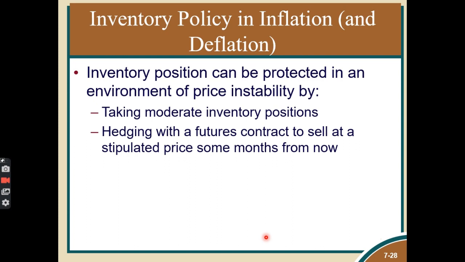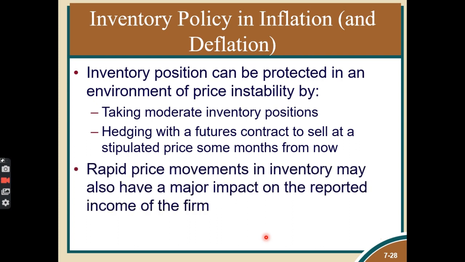So also, in inventory policy, we need to consider inflation and deflation. Inventory position can be protected in an environment of price instability by, number one, taking moderate inventory positions. In other words, you only maintain a minimal amount of inventory. And second, hedging with a futures contract to sell at a stipulated price some months from now. This is an advanced topic, but basically the concept is you look for advance buyers and sell at a fixed price. That's the concept of hedging.